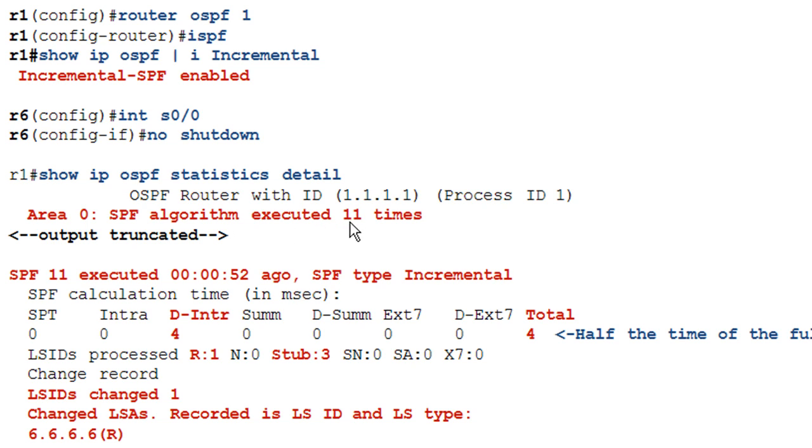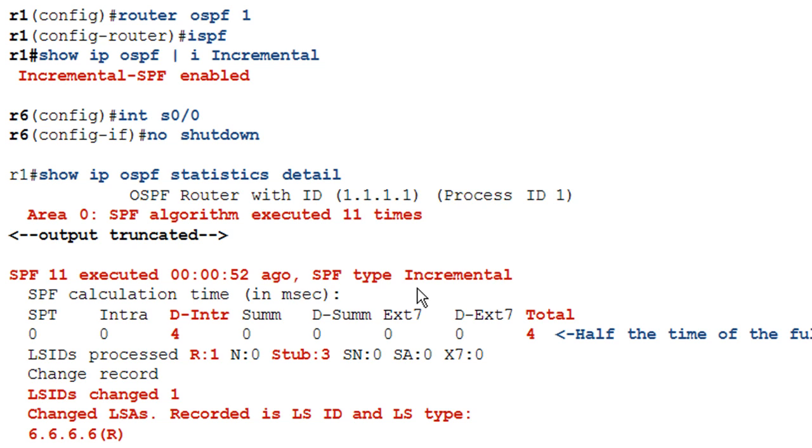it's run a few more times. It's been executed 11 times. Doesn't matter, we just want to see the last one. So we hit spacebar till we get down to SPF 11. This was executed 52 seconds ago, and the SPF type is incremental. This is what we're looking for. So rather than being full, it is now incremental.